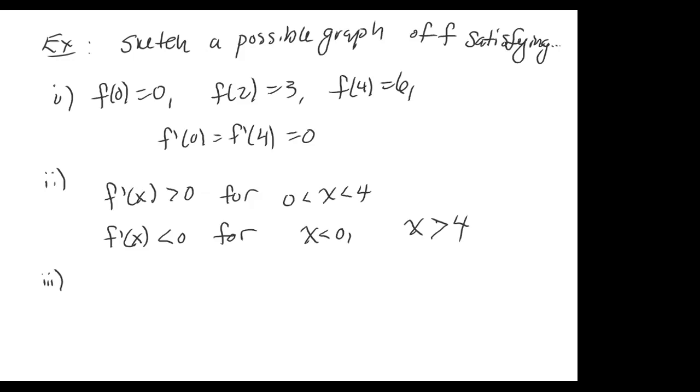Okay, so I have some information about the function and the derivative. What about some information about the second derivative? f prime prime of x is greater than 0 for x less than 2, and f prime prime of x is less than 0 for x greater than 2. Give you a minute to write that down. We're going to use all that information.